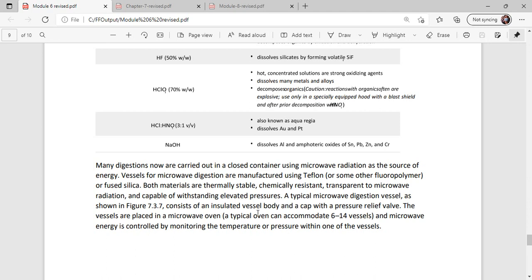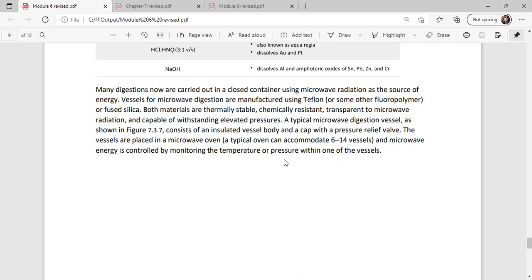Many digestions are now being carried out in closed containers using microwave radiation as the source of energy. Vessels for microwave digestions are manufactured using Teflon, or any other fluoropolymer, or fused silica. Both materials are thermally stable and chemically resistant, also transparent to microwave radiation, and capable of withstanding elevated pressure.